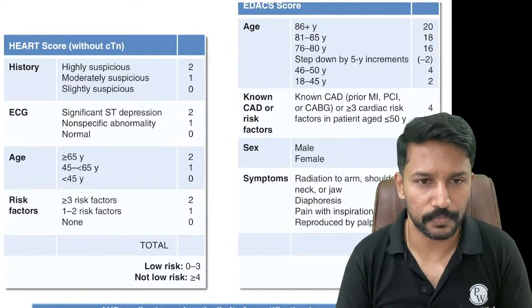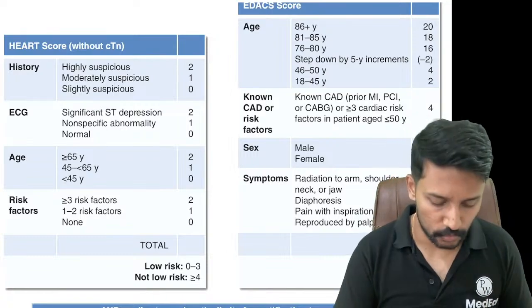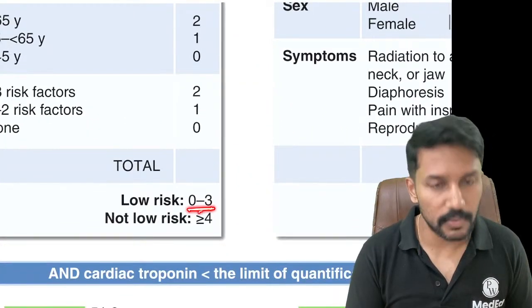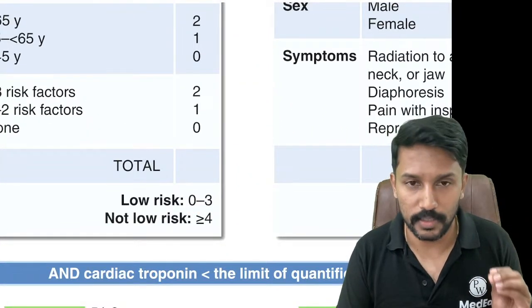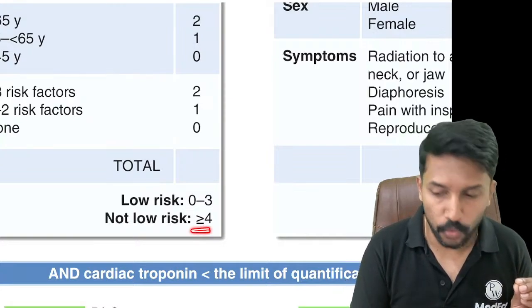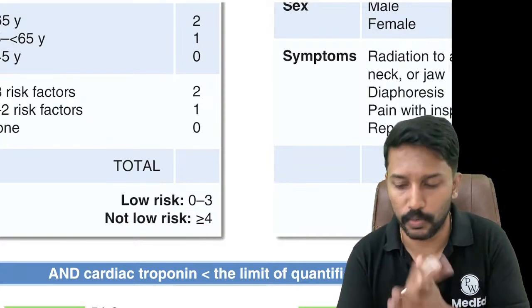Calculate the HEART score. Once we have calculated the HEART score, a score of 0 to 3 means you have low risk of myocardial ischemia. And a score of 4 or more than 4 means very high risk of myocardial ischemia.